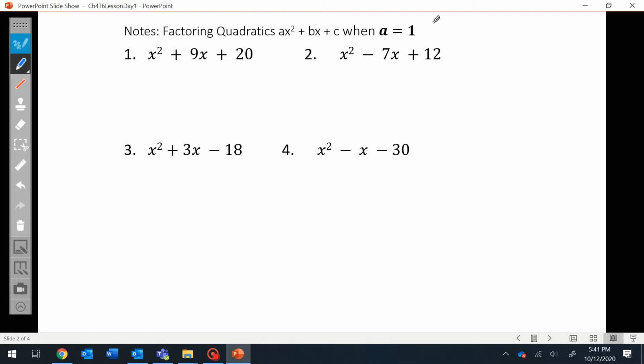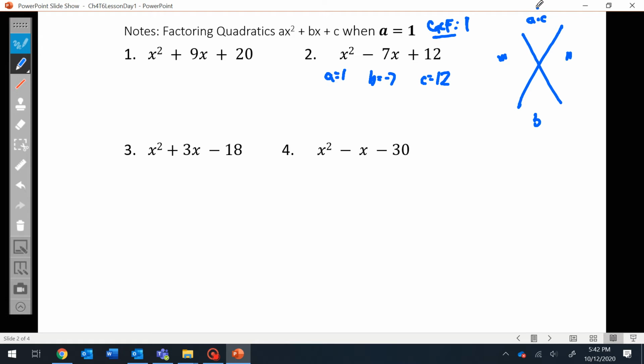Alright, number 2. The GCF of number 2 is 1, so I don't have to do anything special here. The A is 1, the B is -7, and the C is 12. So up top is going to be A times C, down the bottom will be B, over here will be M and N. This is multiply, this is sum. So up top is A times C, which is 1 times 12, so this is 12. And the bottom is B, which is -7.